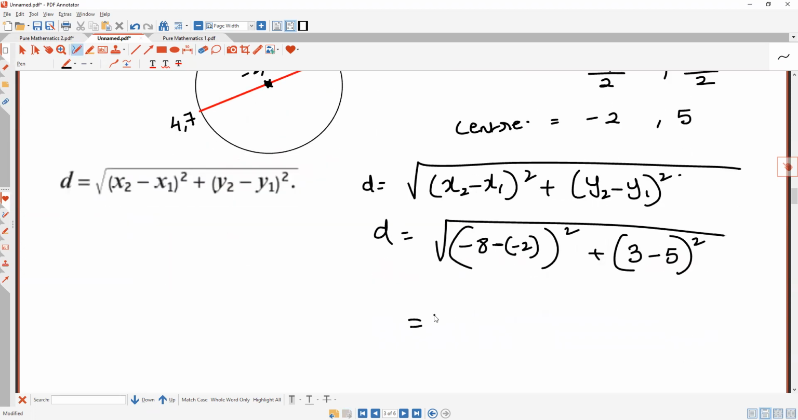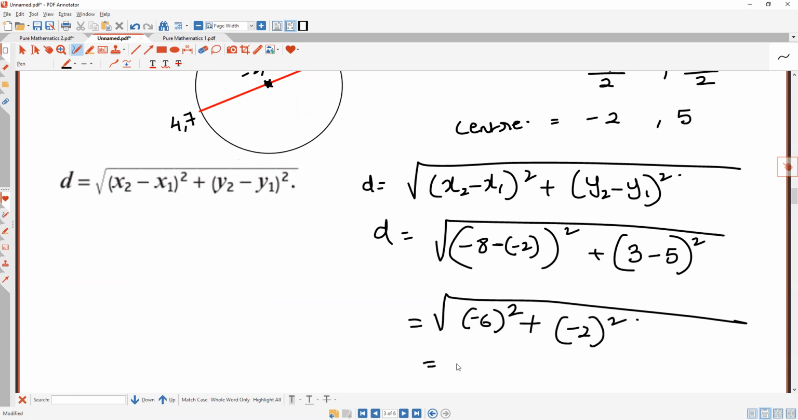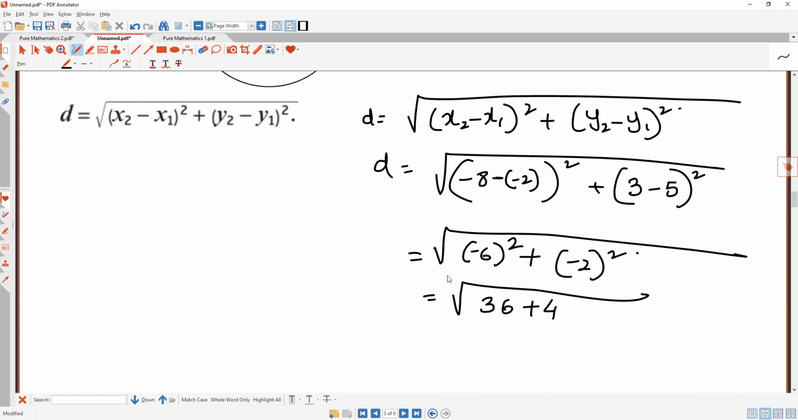Do this in your calculator. Check how much you are getting. -8 plus 2, that is -6. -6 whole square plus -2 whole square. It's 36 plus 4. That is root of 40. Is this clear, everyone? Root of 40? So 4 into 10, and that's going to be 2 root 10 if I'm not wrong. Yeah, 2 root 10.